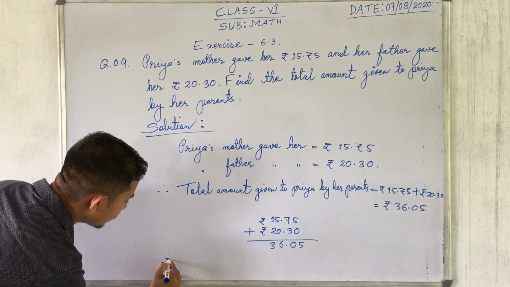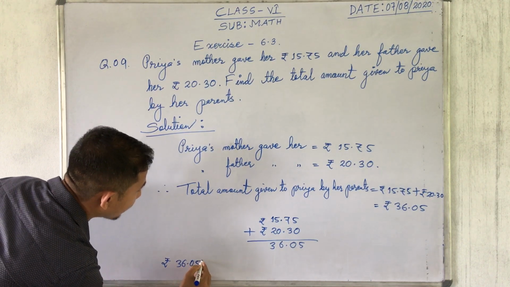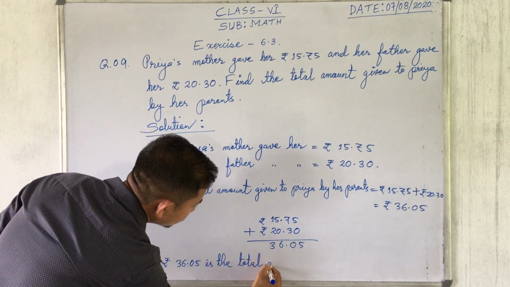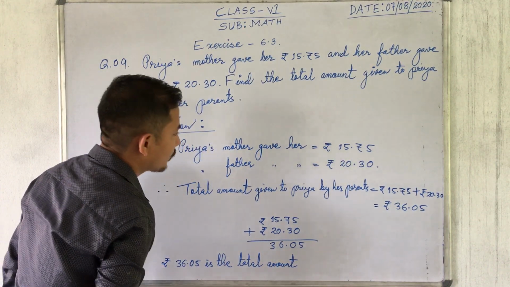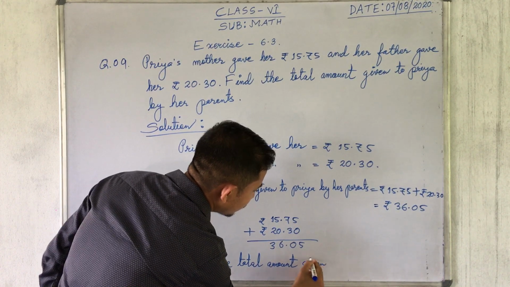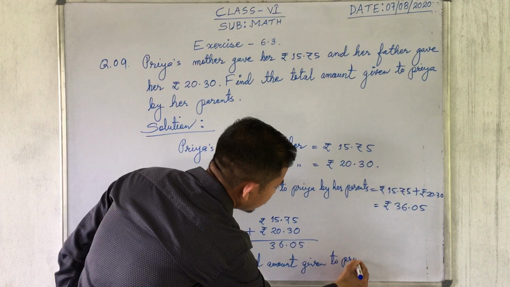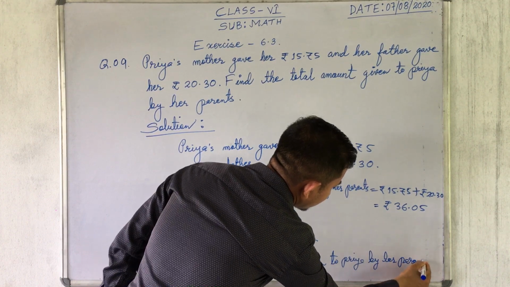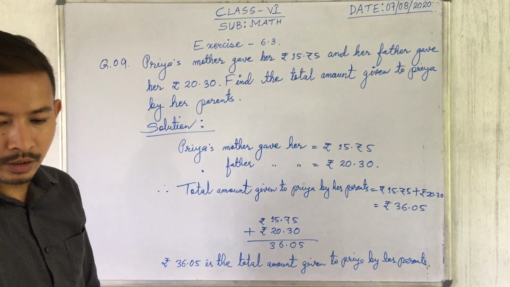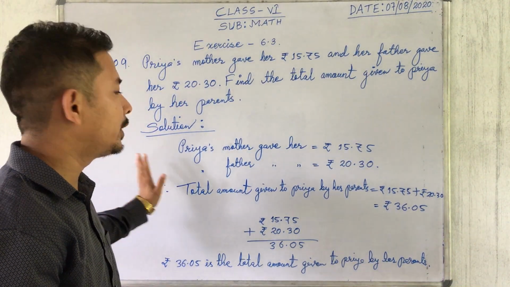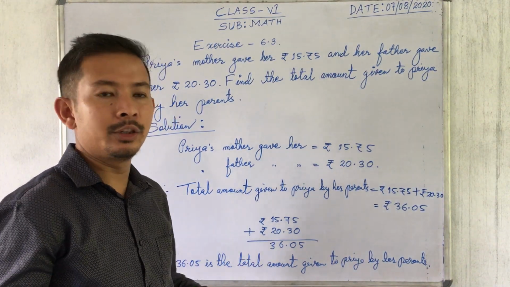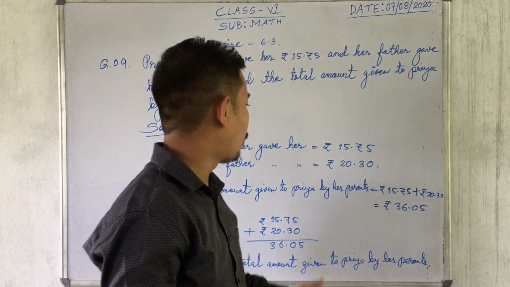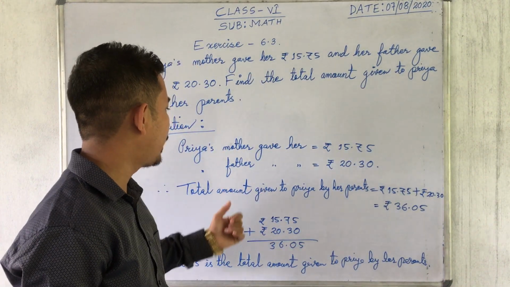So last, rupees 36.05 is the total amount given to Priya by her parents. So this is done. Understood? Very easy. This way you have to solve. We all know that if we add these two numbers, we will get the total amount. But while solving a word problem, the way to write is this. Okay, you need to write.